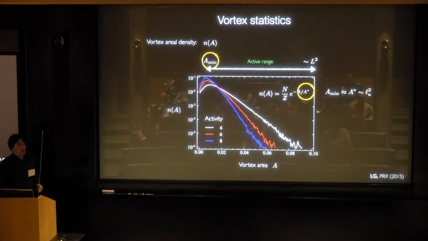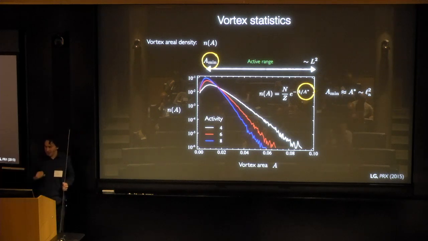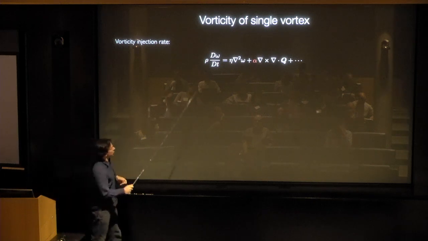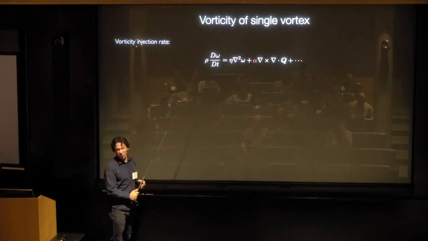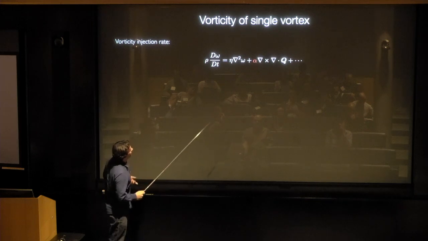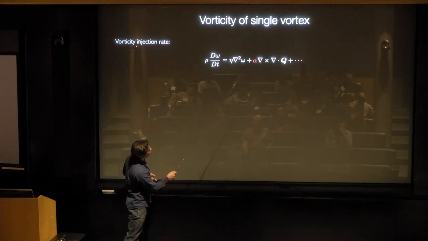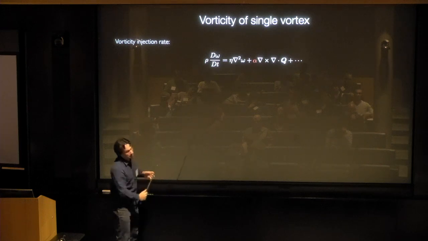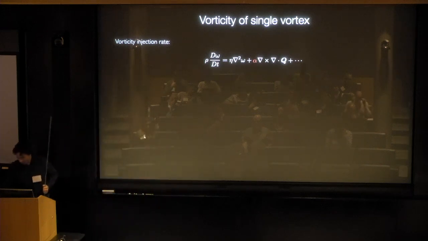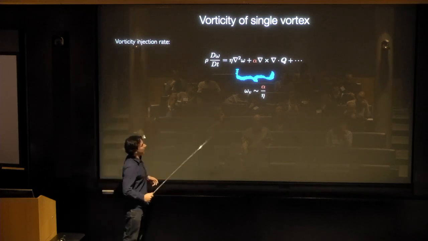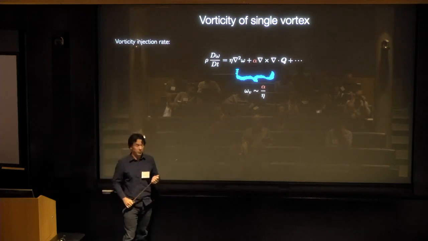How about vorticity? These vortices also have a vorticity. Now, if you look at the equation, especially if you cast the equations in terms of vorticity rather than velocity, then you immediately realize that the rate at which this active stress is injecting vorticity into the flow is given by the ratio between these two constants, alpha divided by eta, eta being the shear viscosity.